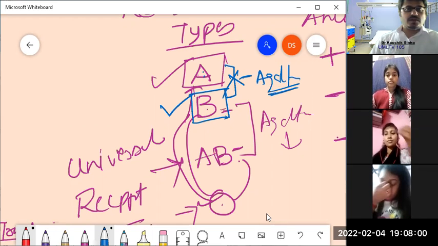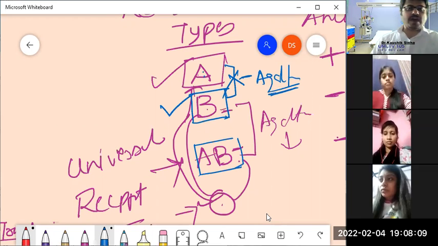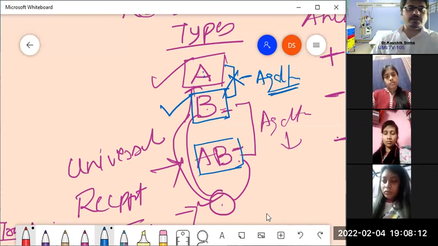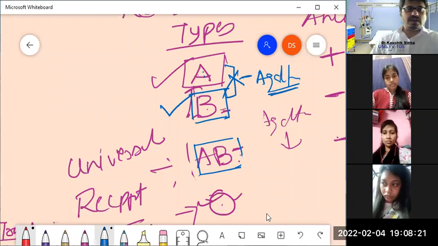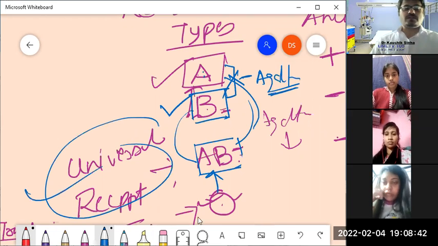Now, if there is an AB, consider that this AB is having both types of agglutinogen, but is having no type of agglutinin. So since it is having no type of agglutinin, there is no chance of cross reactions. So it can receive blood from B, from A, as well as from O, and obviously from AB as well. Since it can receive blood from all 4 different types of blood group, this is considered the universal recipient. Clear?